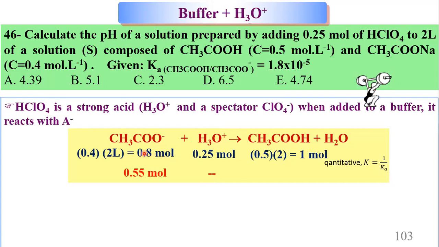Here we have leftover anion, which is 0.8 minus the amount reacted, 0.25 with the H3O plus. So I'm left with 0.05 mole. And here the acid, I am left with 1.25 mole at the end.